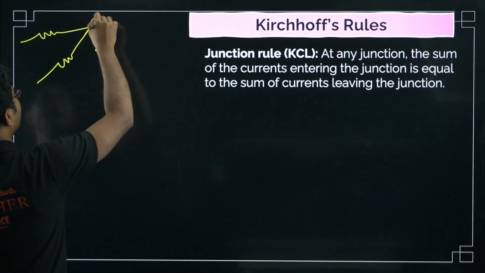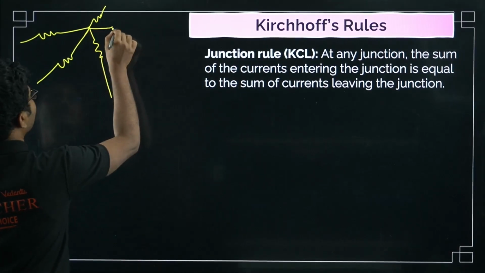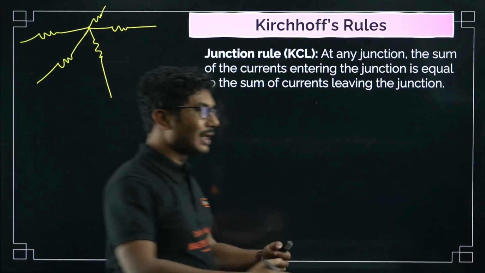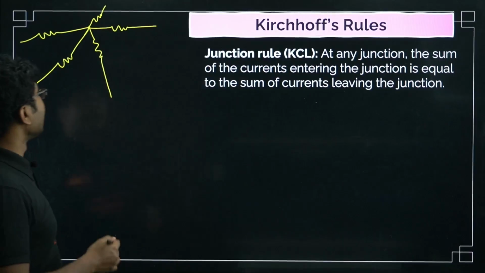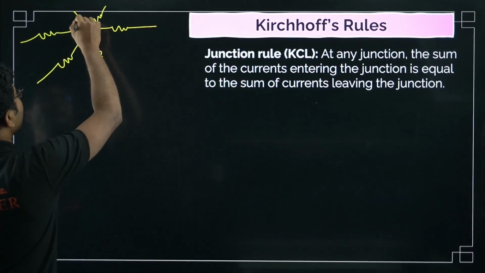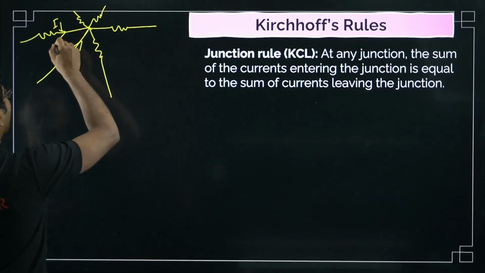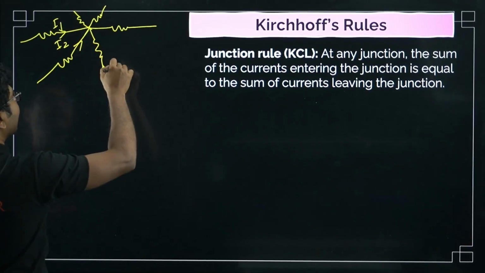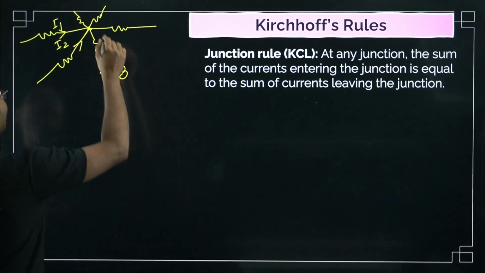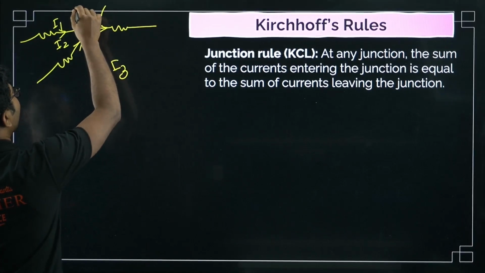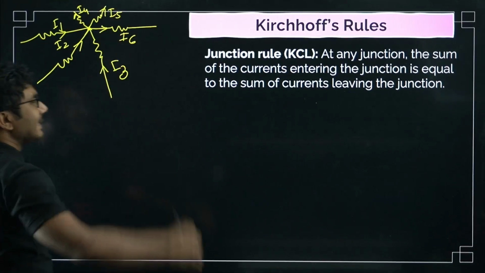Bangalore junction, right? So there are a lot of junctions. Delhi junction. So where multiple lines meet at a point, they are called a junction. Now suppose I have three resistors like this, so I1, I2 and I3 are entering the junction. This is the junction where all of them are meeting, and at the same time, say I4, I5 and I6 are exiting the junction.